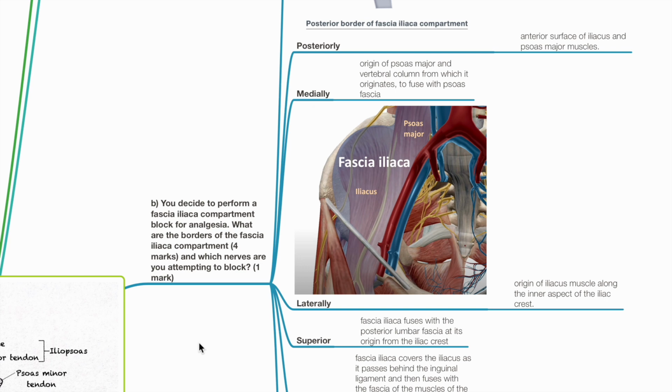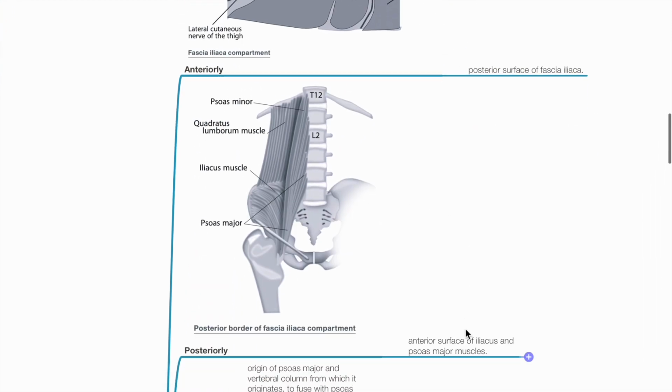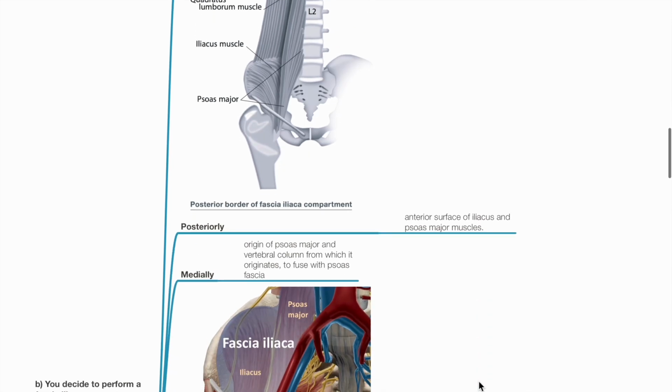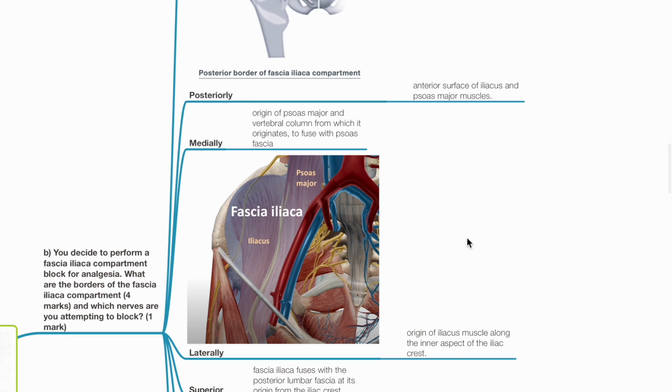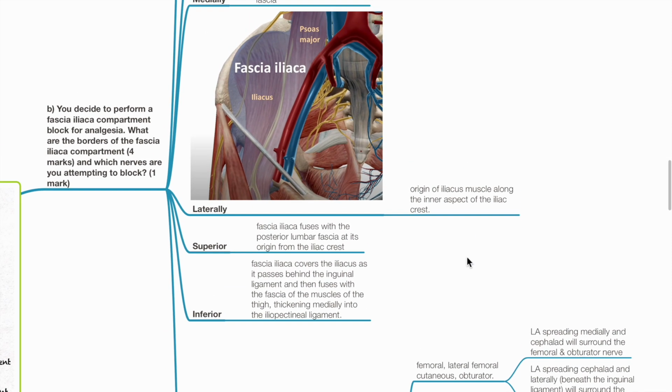What are the borders of the fascia iliaca compartment, and which nerves are you attempting to block? Anterior border, posterior surface of fascia iliaca. Posterior border, anterior surface of iliacus and psoas major. Medially, origin of psoas major with vertebral column from which it originates to fuse with psoas fascia. Laterally, origin of iliacus muscle along the inner aspect of the iliac crest.